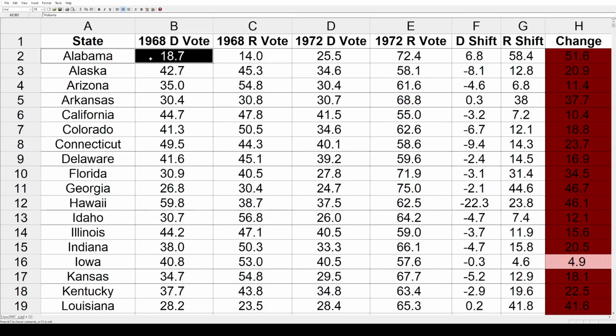We'll start in Alabama. 1968, Hubert Humphrey only got 18.7% of the popular vote. Richard Nixon did even worse. He got 14%. That was because George Wallace, the third-party candidate, his home state was Alabama. He took home almost 2/3 of that vote.